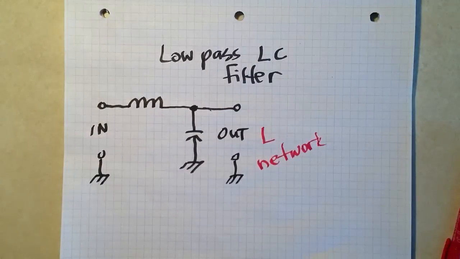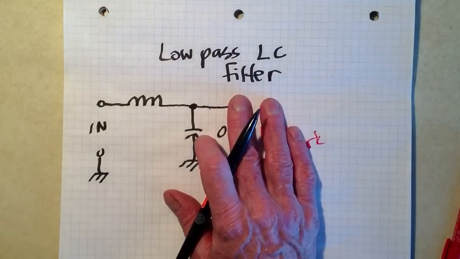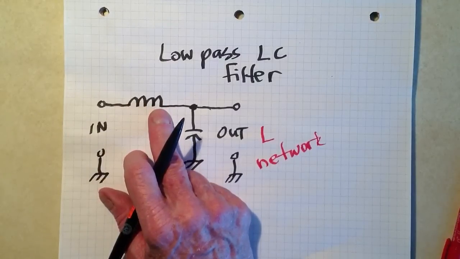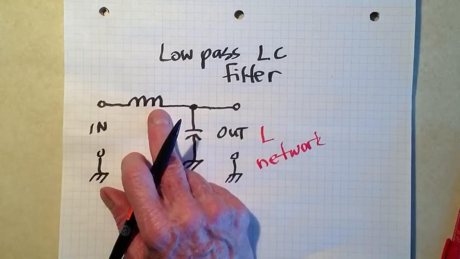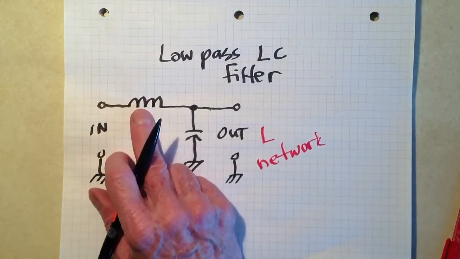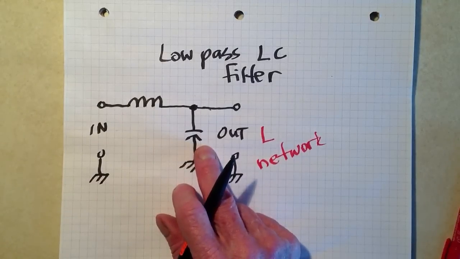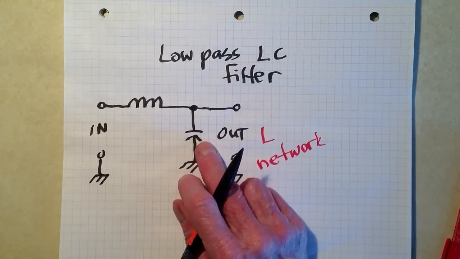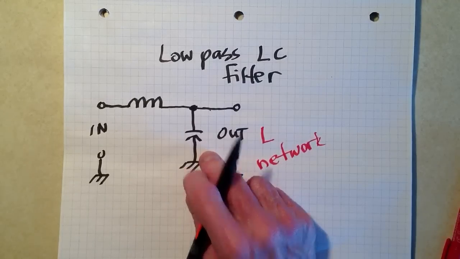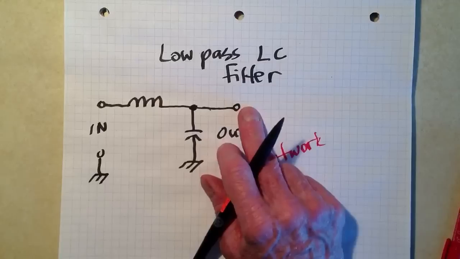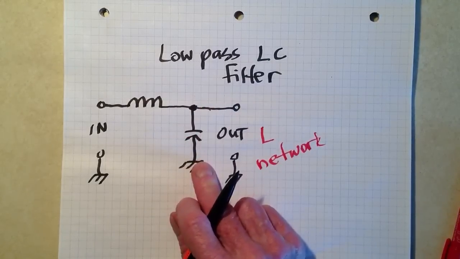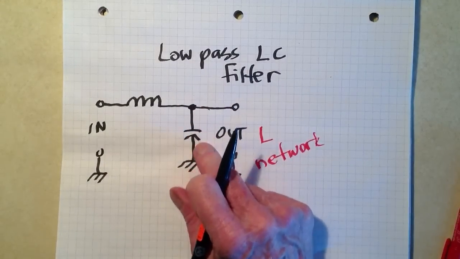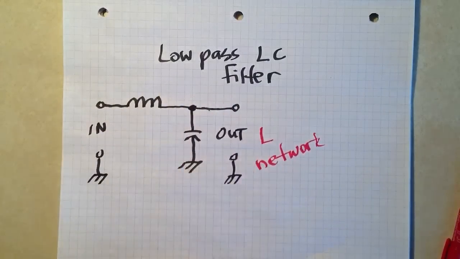Now, how this works, in order to provide what they call a low-pass response, is the inductor tends to have more and more attenuation as the frequency goes up, and less attenuation as the frequency goes down, so it discriminates against higher frequencies. The capacitor, on the other hand, has a higher impedance at the lower frequencies and a lower impedance at the higher frequencies. So by placing the inductor in series, we discriminate against high frequencies. By placing a capacitor in parallel, we also discriminate against high frequencies, because as the frequency goes up, the impedance of that capacitor goes down, and it shorts more and more of the signal to ground.